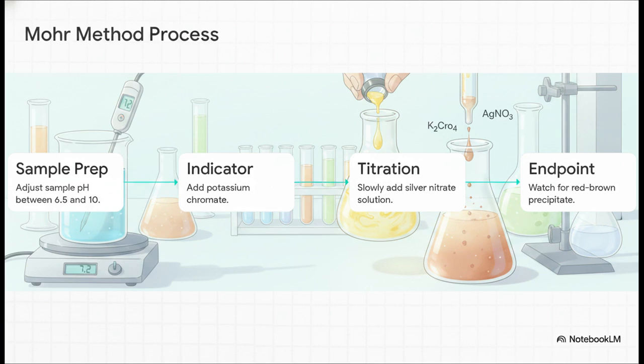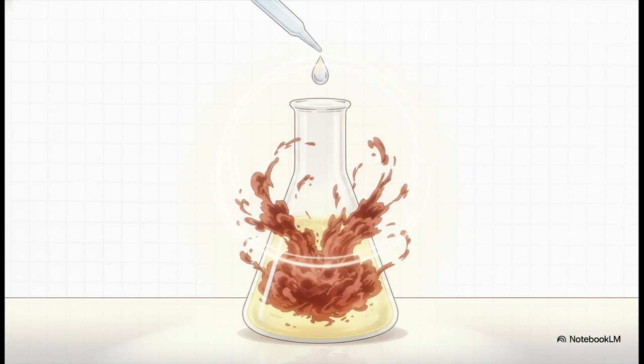Step 3, you start the titration. You slowly drip in your 0.1 molar silver nitrate. You are chemically hunting down that chloride. And step 4, you watch super closely for the endpoint. That endpoint is what I absolutely love to call the chemical alarm bell.